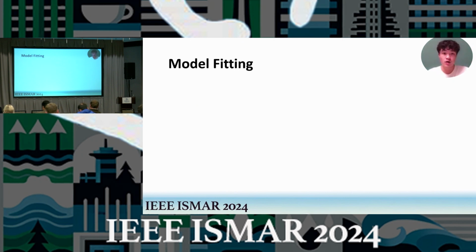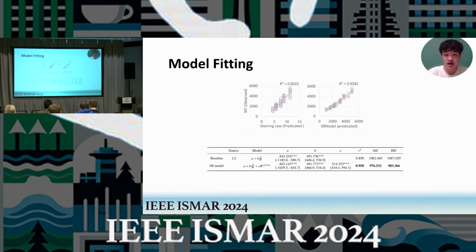Next, we tested our model using data from study 1 to compare it with the original steering law. As shown in the graphics, our model significantly outperforms the baseline model in terms of fit, indicating a much stronger correlation between the predicted and observed movement time. Accordingly, when we compare the models based on the AIC and the BIC, our model consistently shows better performance with lower AIC and BIC values. This demonstrates that our model not only fits the data better, but is also more efficient in terms of complexity.